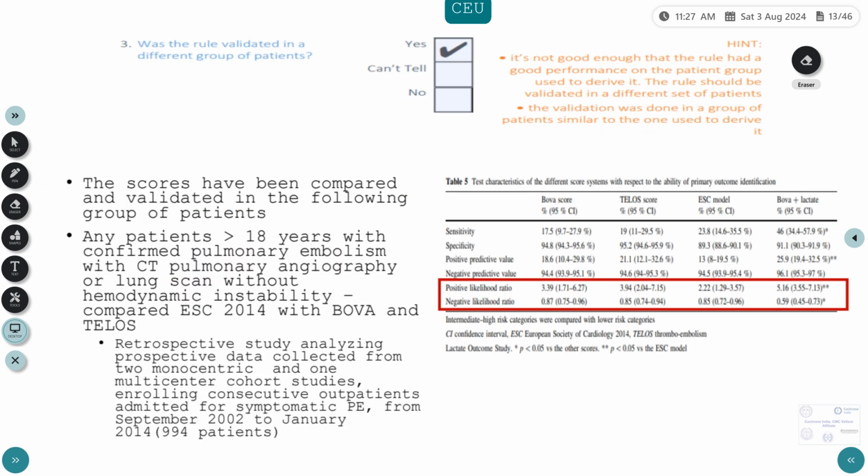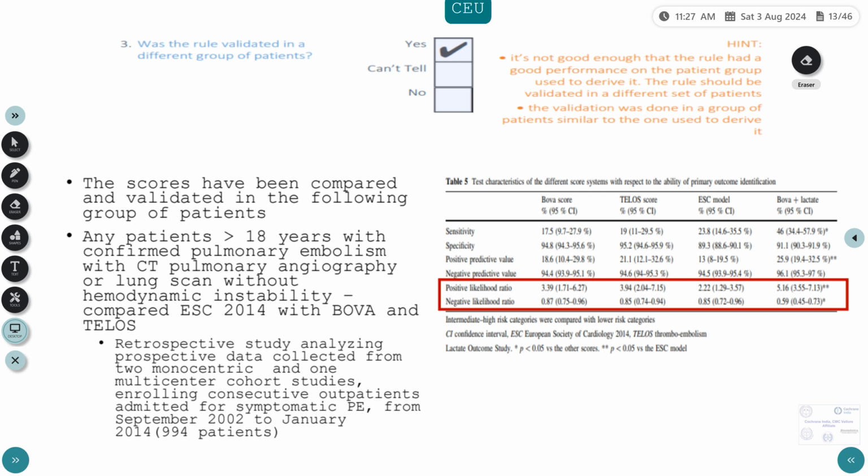Coming to the next question, was the rule validated in a different group of patients? So we have seen that the rule has been derived from a population which is hemodynamically stable, with objectively confirmed pulmonary embolism. Now, has this rule been validated? This is also a validation study. We are doing external validation. But are there other studies which have validated these scores? So this is a study which looked at patients more than 18 years, again with objectively confirmed pulmonary embolism, and they compared these scores, the ESC 2014 with the BOA and the Cliro score.